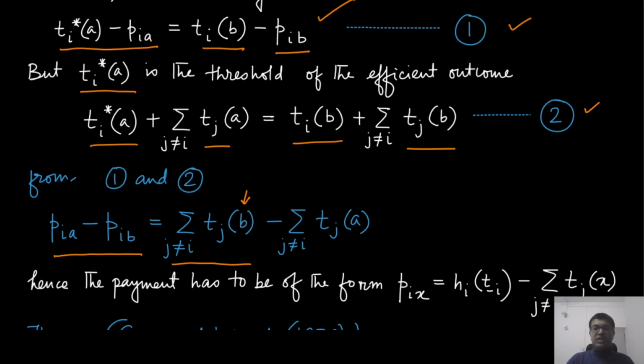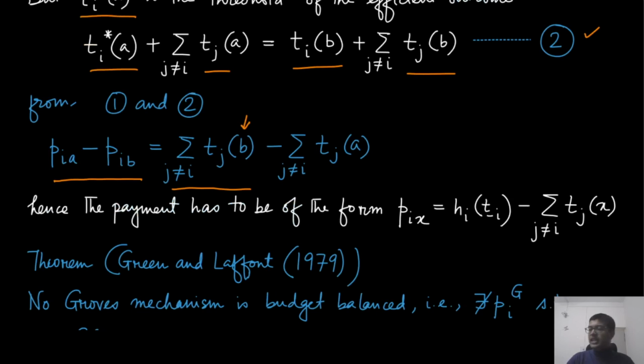And indeed, with a little bit of work, we can show that this payment has no other choice but to follow this structure, which has the second term. So the payment for the allocation that you are trying to find, the second term will be a negative term summing the types of all the other players except agent i at that outcome. And the first term has to be a function which is not dependent on t_i.